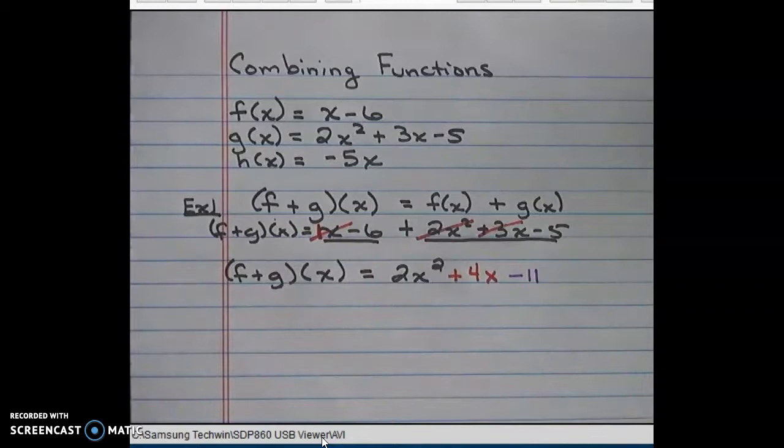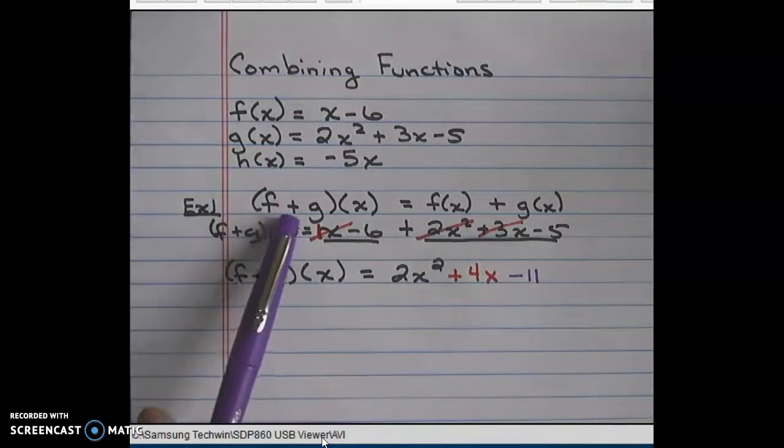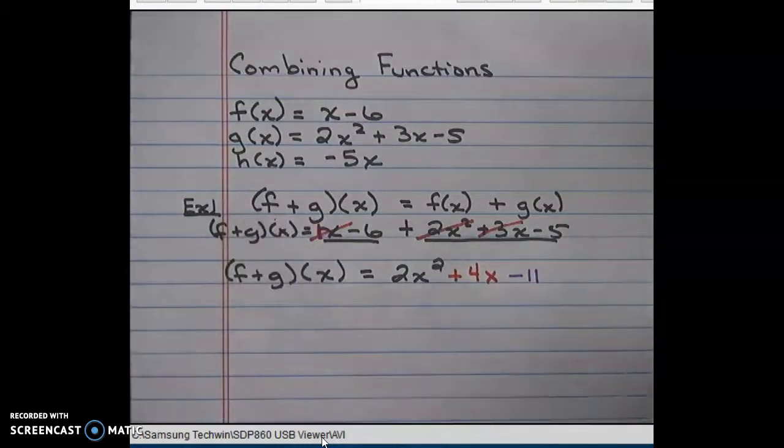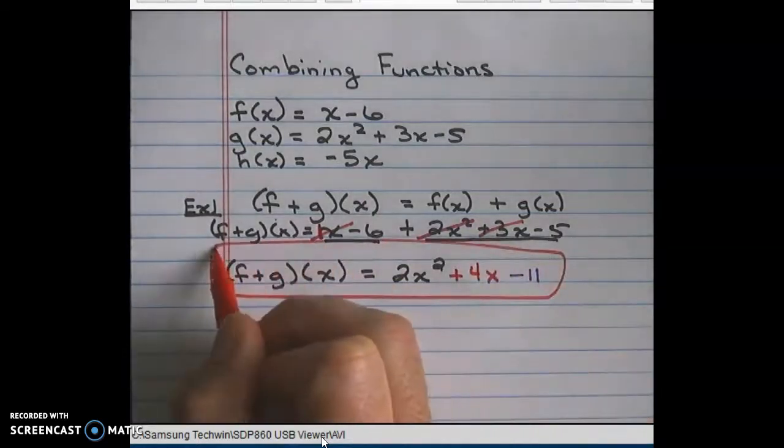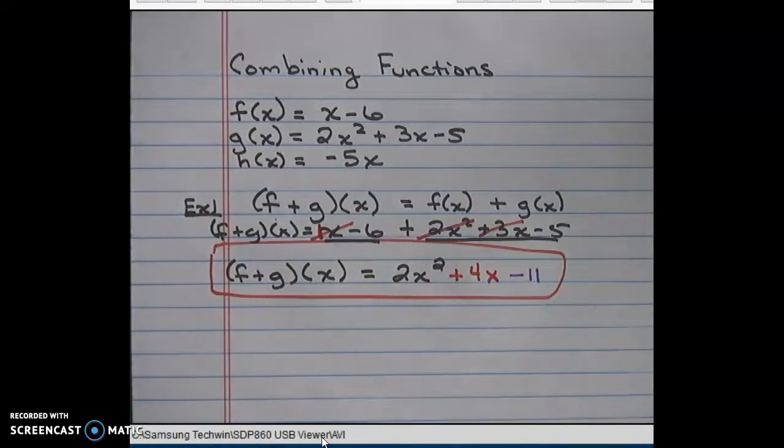And so if someone asked at the beginning, what is f plus g of x? My final solution would be 2x squared plus 4x minus 11. And so that's our work today, just putting these functions together. They're going to give us maybe 2 or 3 functions, and they're going to ask us to do some different things with them.